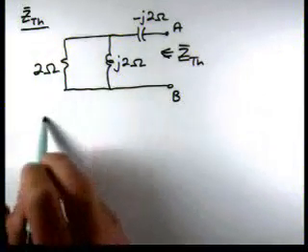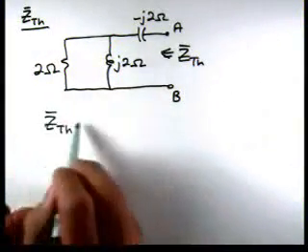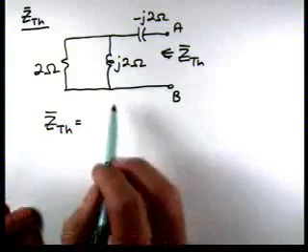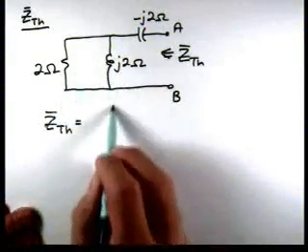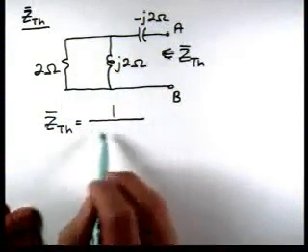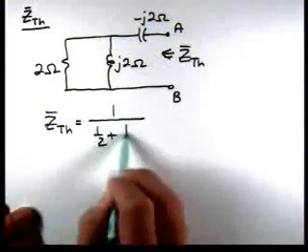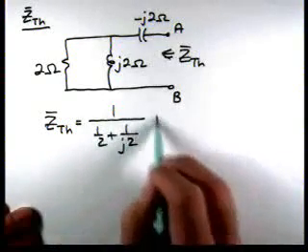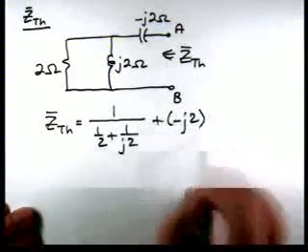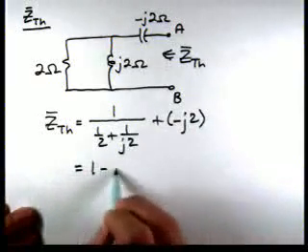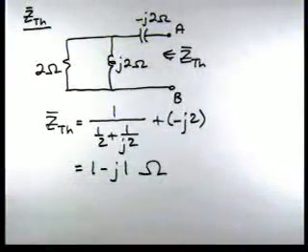For Z Thevenin, we can just do impedance and admittance combinations. We have these two in parallel, so if I look at the admittances and take the reciprocal, I'll have 1 over 1/2 plus 1 over J2, plus a minus J2. That gives us that Z Thevenin is 1 minus J1.